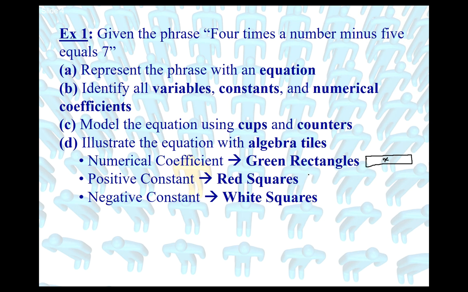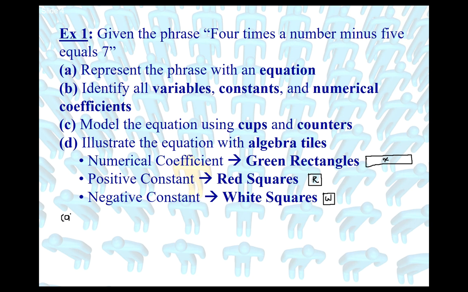X is our standard mathematical variable. A positive constant is a red square. Instead of drawing it red, just draw a square with the letter R inside. And for a white square, we just draw a square and then write the letter W inside. Okay, but let's go to part A first.